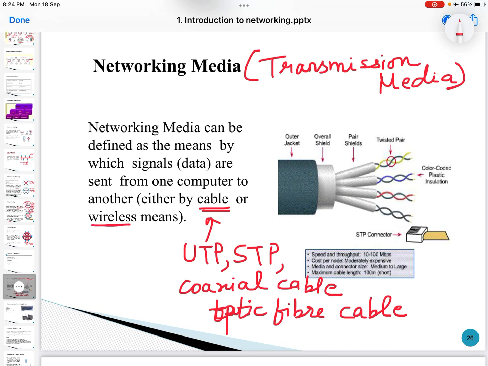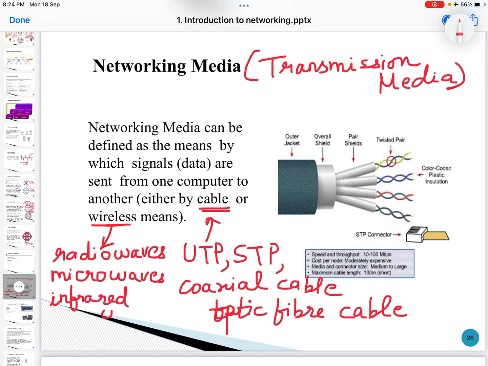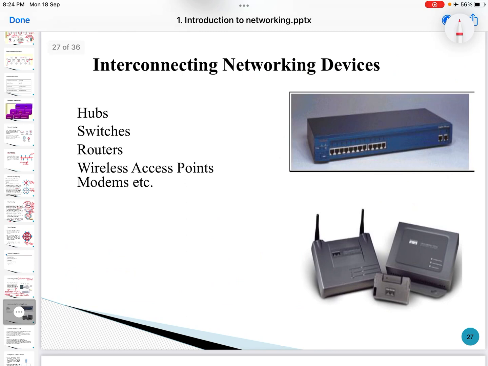Wireless media is an unguided media which is using radio waves for transmission purpose, microwaves, and you have infrared waves. Interconnecting network devices: hubs, switches, routers, wireless access points and modems. So these devices are used to connect one node with the other node.